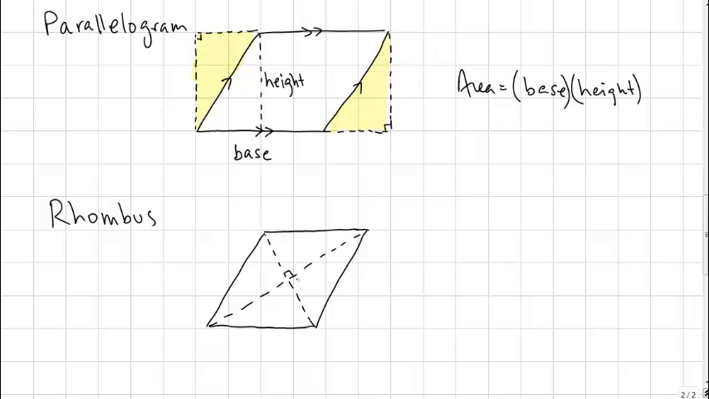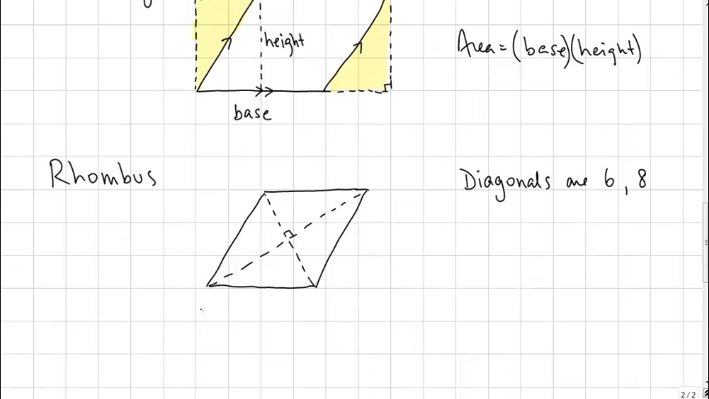So let's say you have a problem where you're told the length of the diagonals. So let's say the diagonals are 6 and 8. Can you use that to find information about the rhombus? For instance, the area or even the perimeter. Well, knowing that the diagonals bisect one another means that the shorter of the two diagonals is 3 and 3, and the longer of the two diagonals is 4 and 4.